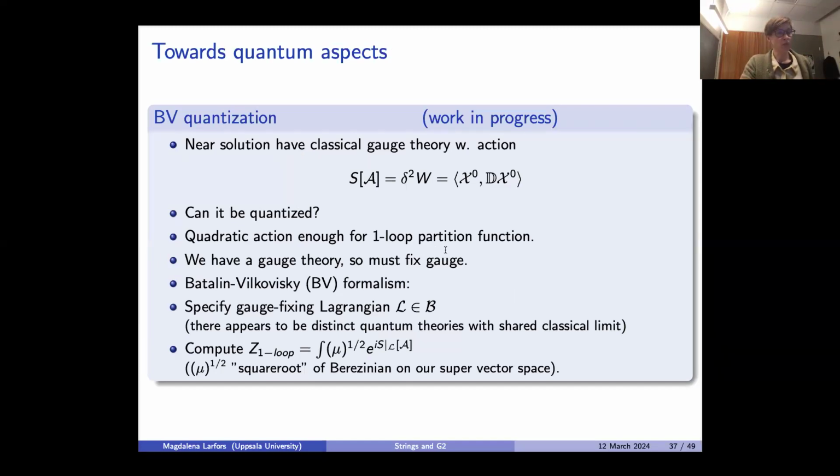But since we have so much gauge symmetry in our theory, we need to fix this gauge. We can do that using the Batalin-Vilkovisky formalism, which requires us to specify a gauge fixing Lagrangian. This is something that we're currently exploring, and I hope to have something to say in some time. I did hope to have something to say already a year ago, because we had started thinking about it then. There are some subtleties that are very hard to work out, but we think we'll get there.